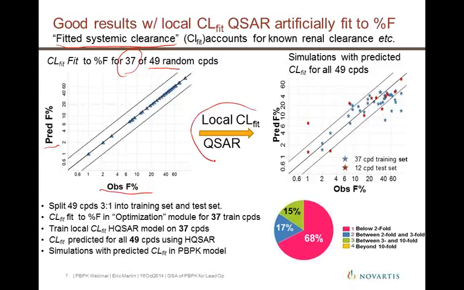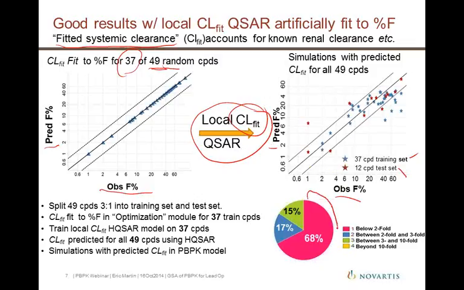So we built a local QSAR on those fitted systemic clearance values. And then we used that local QSAR to predict the systemic clearance for all 49 compounds. So that included both the 37 compounds in the training set and also the 12 compounds, the 25%, which had been set aside to validate the quality of the QSAR model. And when we then ran the simulations, those are shown in this graph, the observed versus the predicted.